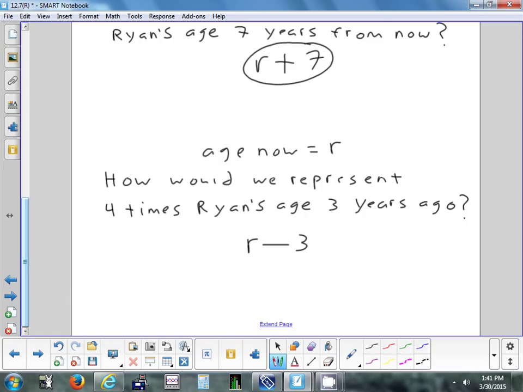Now, here's the part where we got to figure this out. 4 times Ryan's age 3 years ago. Our suggestion, first thing you got to do, anytime you're representing somebody's age in the past or in the future, put it in parentheses. Now, Mr. Roy went over this word. 4 times. And 4 on the outside of the parentheses. Exactly.